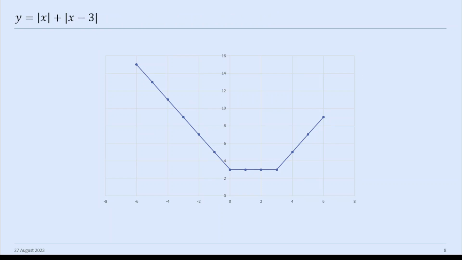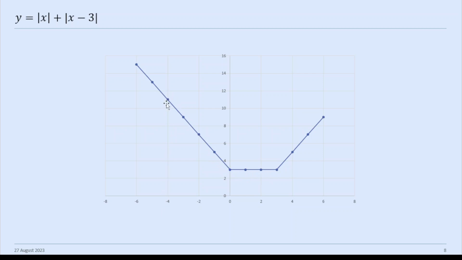Here's another curve. This is awesome. Y equals mod x plus mod x minus 3. So this is fascinating. We've got two corners. It's got a flat bit. So here, if you wanted to look for the solution of mod x plus mod x minus 3 equals 3, you've actually got a whole range of numbers for which that's a solution. Now what's going on here?